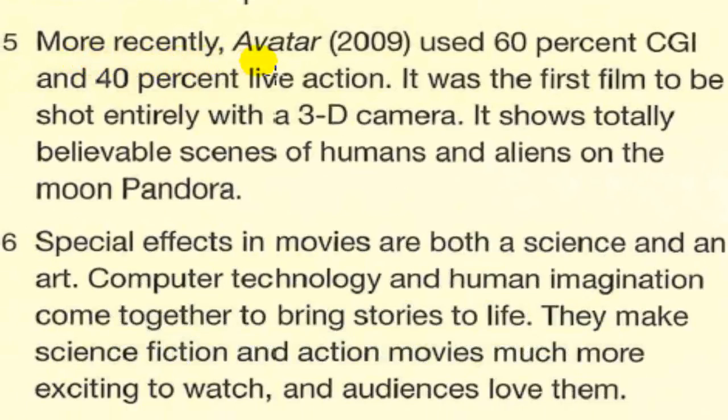More recently, Avatar 2009 used 60% computer-generated imagery, CGI, and 40% live action. So in the film Avatar in 2009, 60% was images by the computer and 40% live action. It was the first film to be shot entirely with a 3D camera.